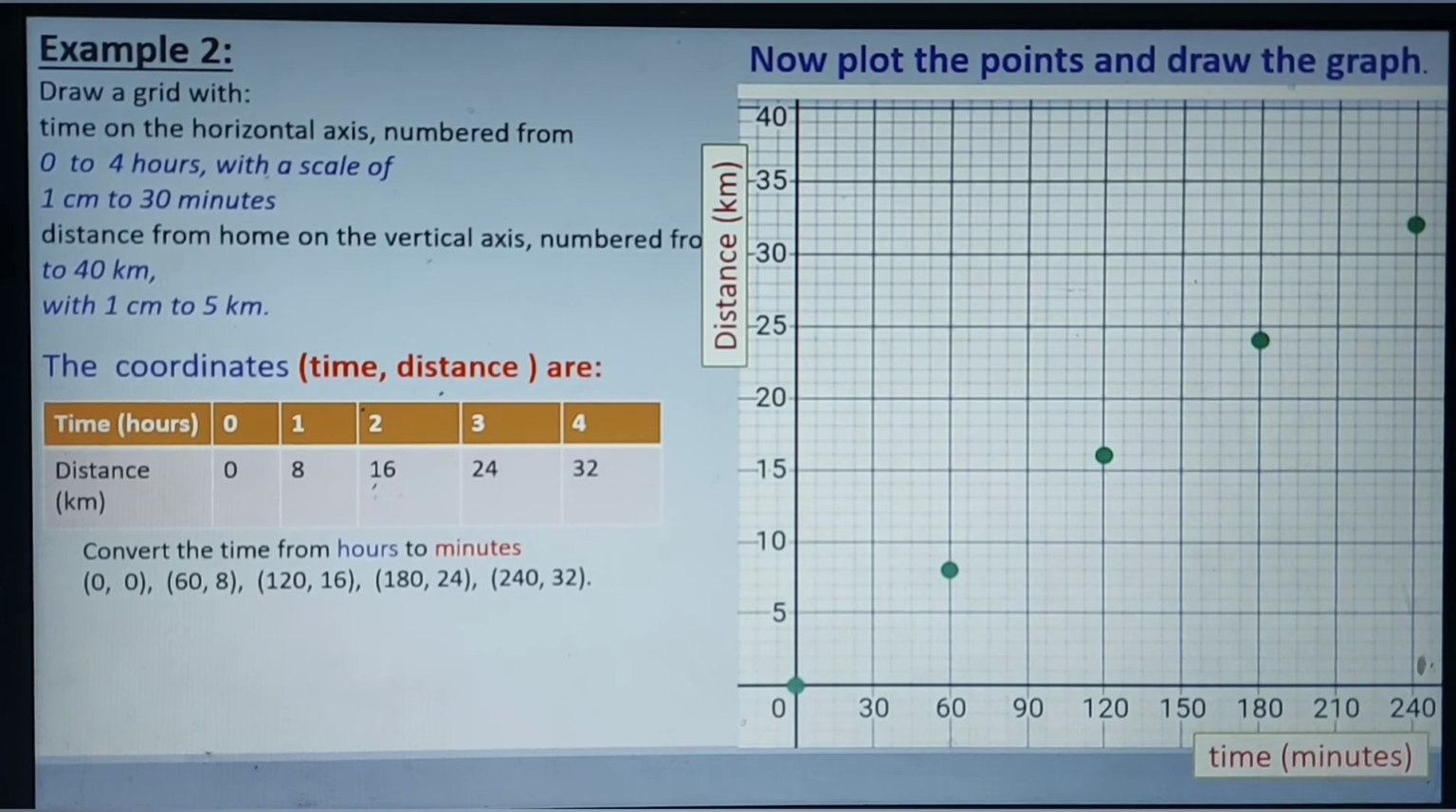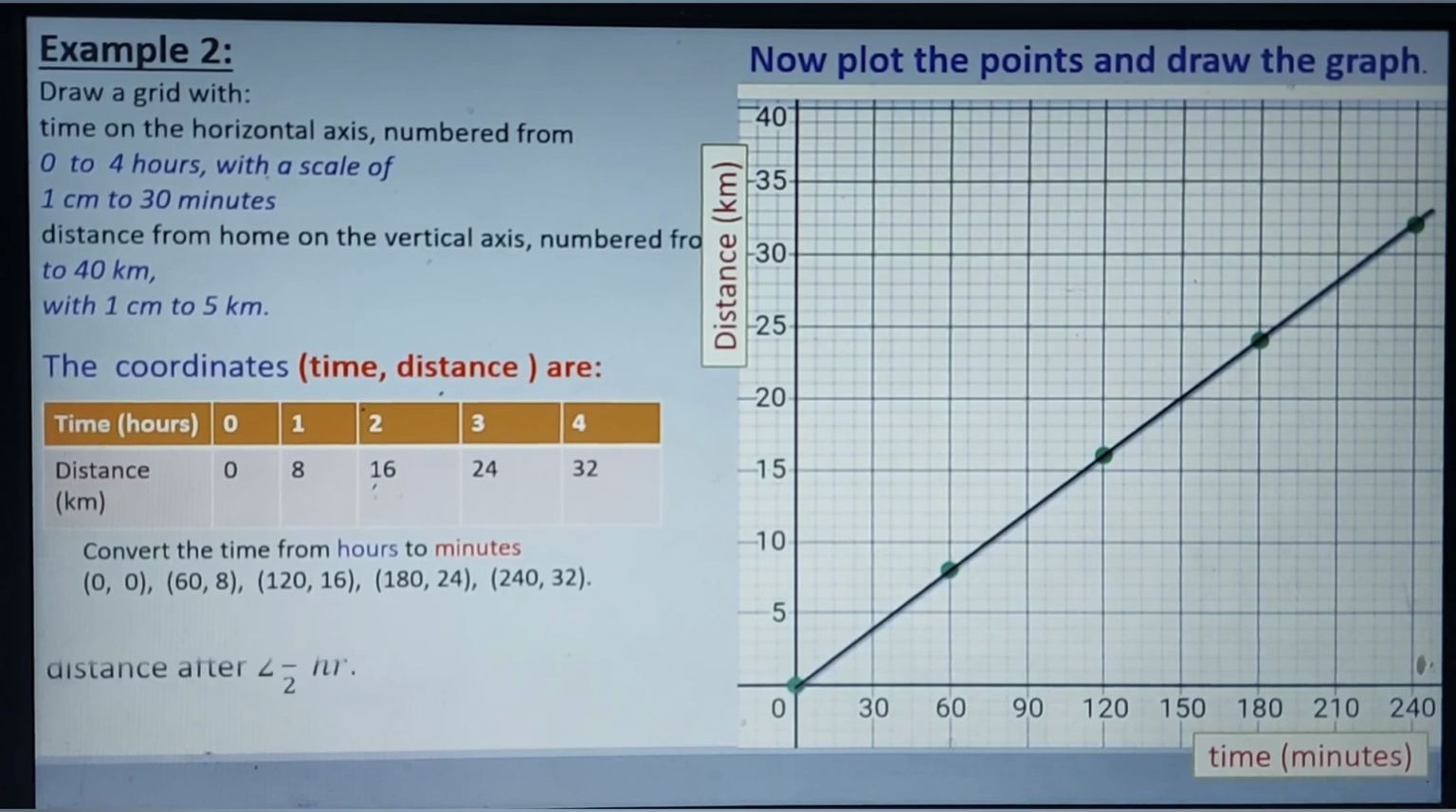So writing out the time distance coordinate for the first one, which is 0, 0, that's the point of origin. Then the second point, when the time is 60 minutes, a distance of 8 kilometers was covered. Now the third point, a distance of 16 kilometers was covered in 120 minutes. For the fourth point, a distance of 24 kilometers was covered in 180 minutes. Then finally, a distance of 32 kilometers covered in 240 minutes. When you're done, you connect the points. You have a straight line.